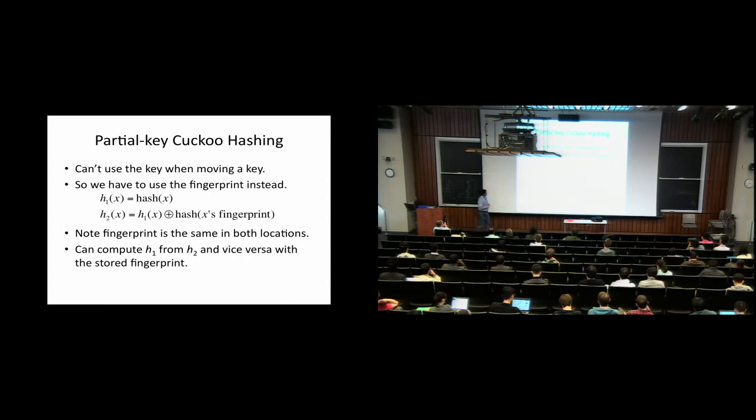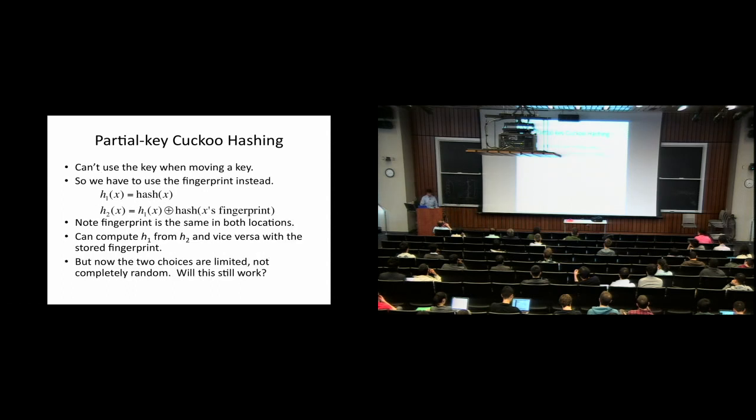Okay. The downside is that now my two hash values are not completely random, right? Because the second hash is not fully random. It depends on the fingerprint. In particular, if the fingerprint is small enough, the second hash function won't be uniform over all possible choices. It will just be uniform over a small subset of the choices. Okay, so there's upside and the downside. The downside being, as I said here, these two choices are now limited. They're not completely random. Will this still work?